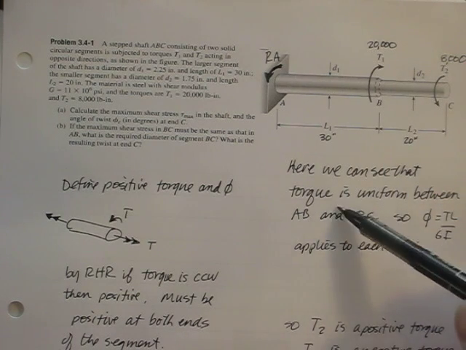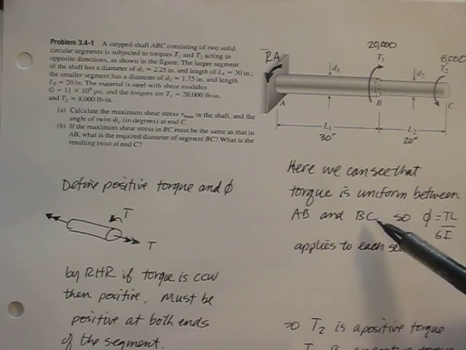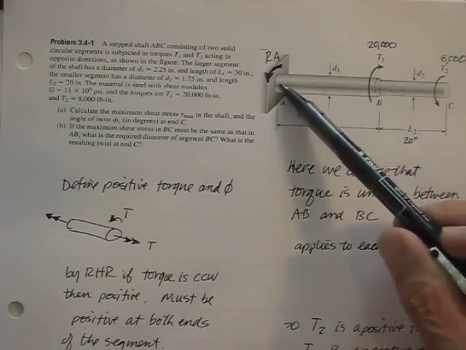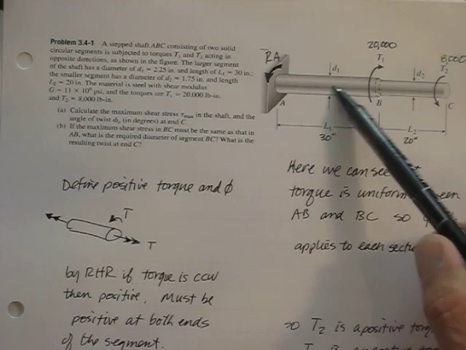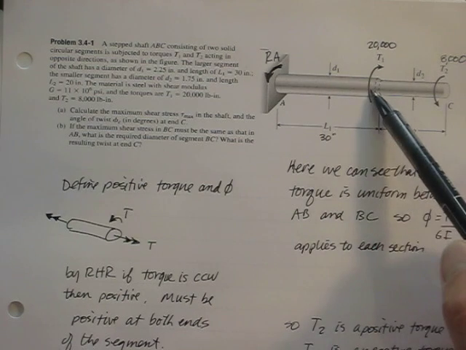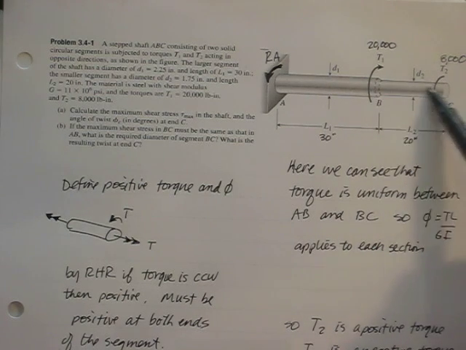So we can see that the torque is uniform between AB and BC. There's nothing changing the torque, so that's going to have uniform torsion between here and here, and it'll be uniform between here and here. It's not going to be the same, but they are going to be uniform there. And because it's uniform, the formula phi equals T L over G IP applies to each section.